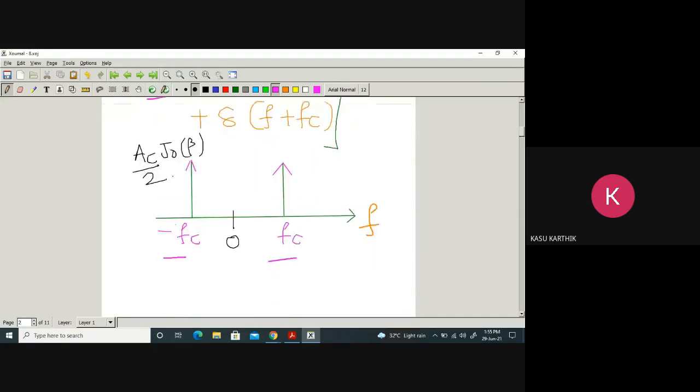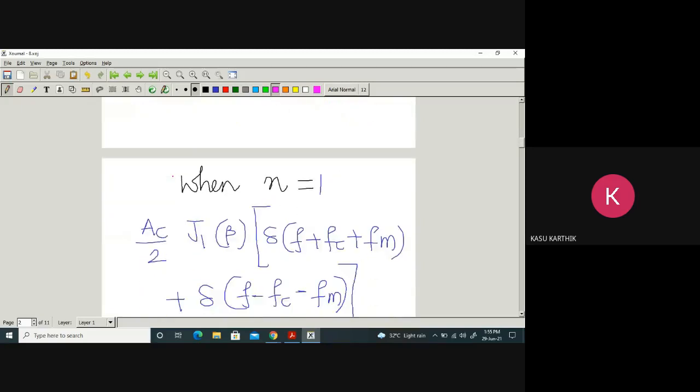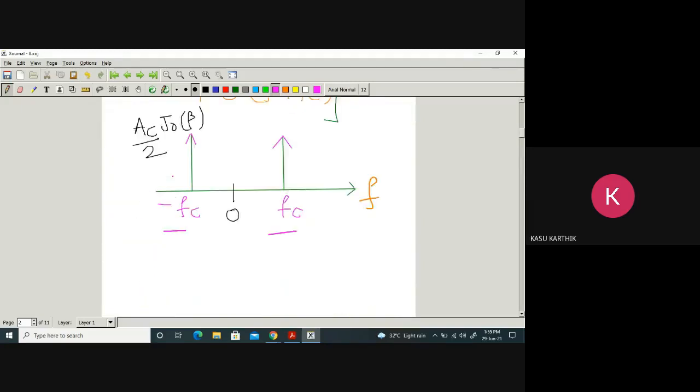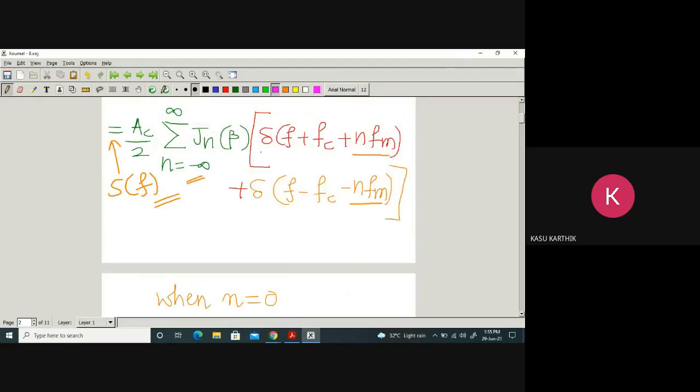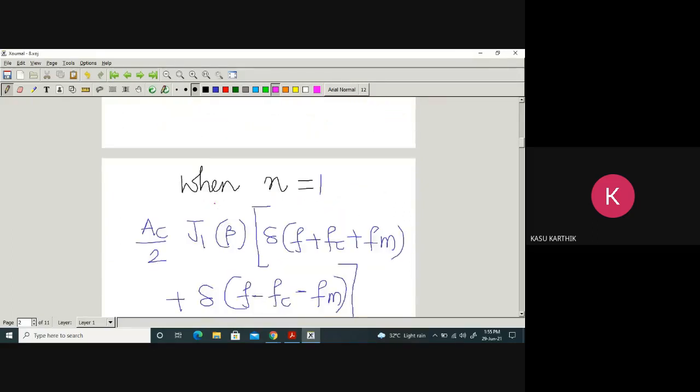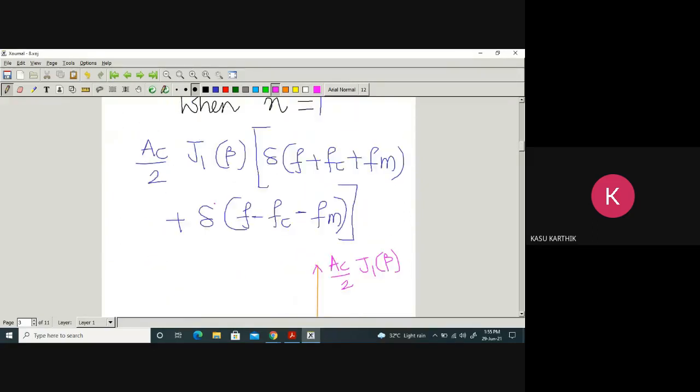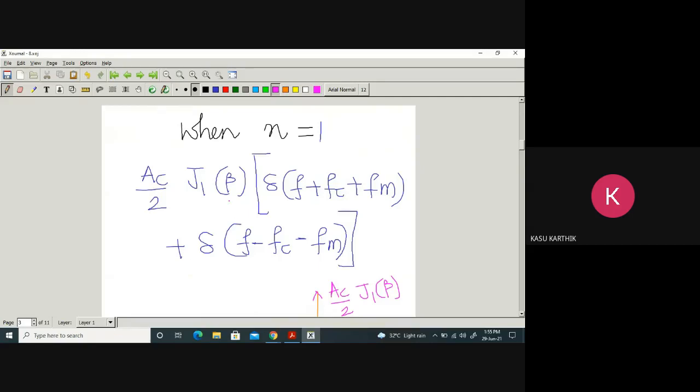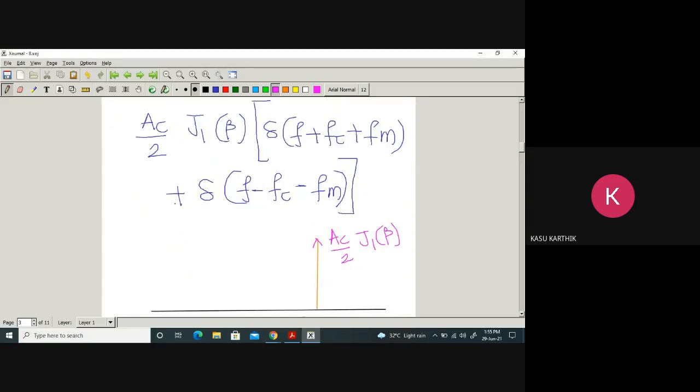So suppose if n equal to 1 in this expression, what happens? If n equal to 1, what do you get? Ac by 2 J1 beta, delta of f plus fc plus fm plus delta of f minus fc minus fm. So again we have two impulses, at Fc plus Fm and at minus Fc minus Fm, whose strength is Ac by 2 J1 beta.